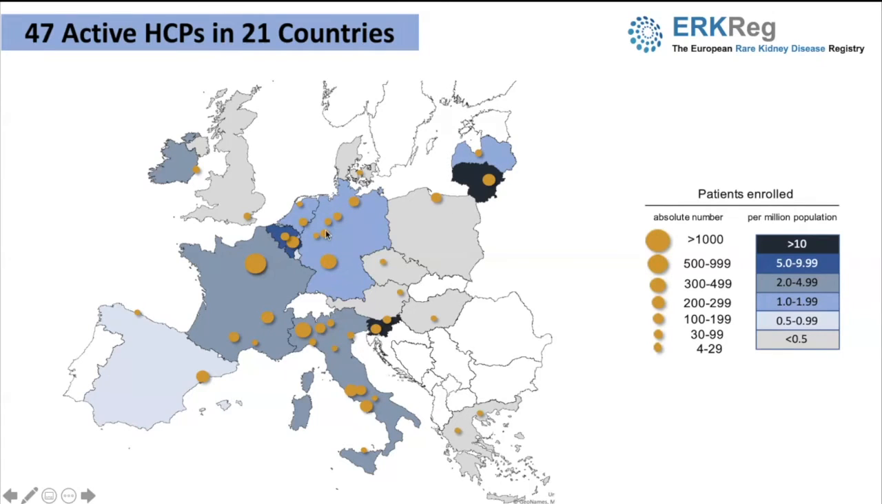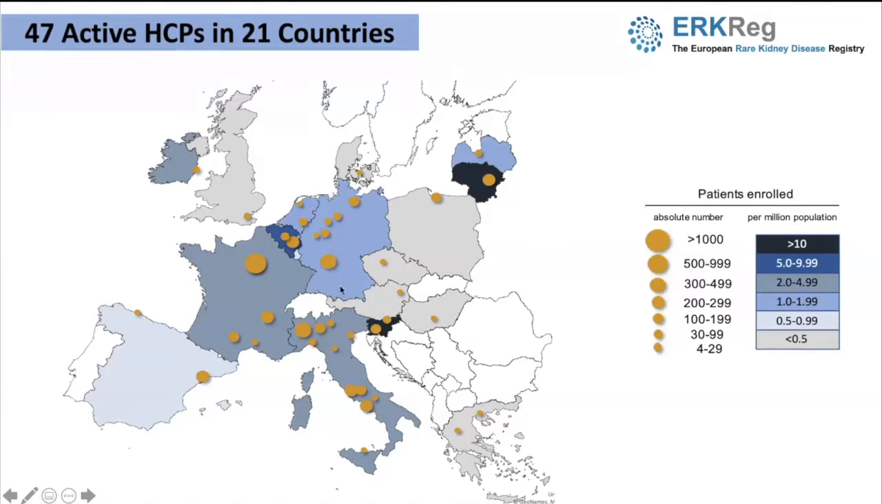You can see here the distribution of active sites in Europe, and the sizes of the circles represent the numbers of patients enrolled to date. You can see we have very small but also very large sites, like Paris-Necker has contributed almost 1,500 patients now. We also are now starting to be able to calculate the percentage or the fraction of rare kidney disease patients on a per million population basis in each country.